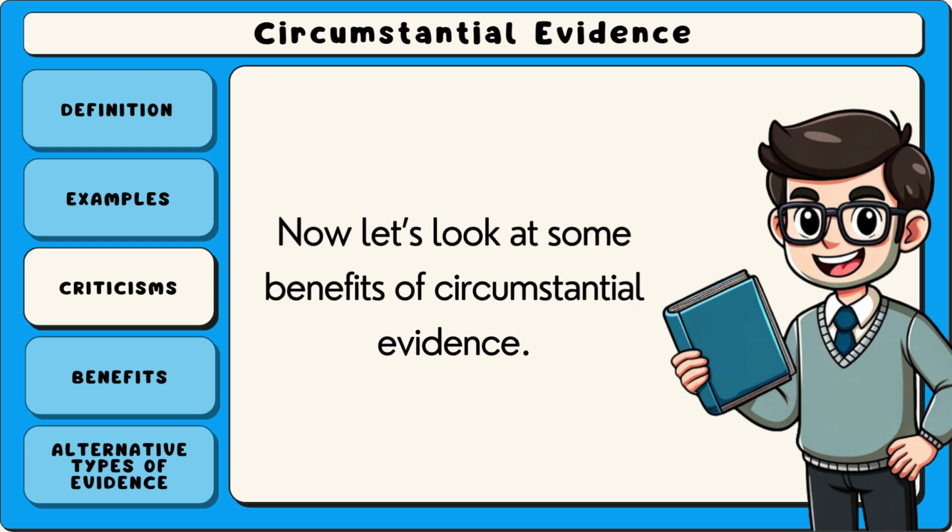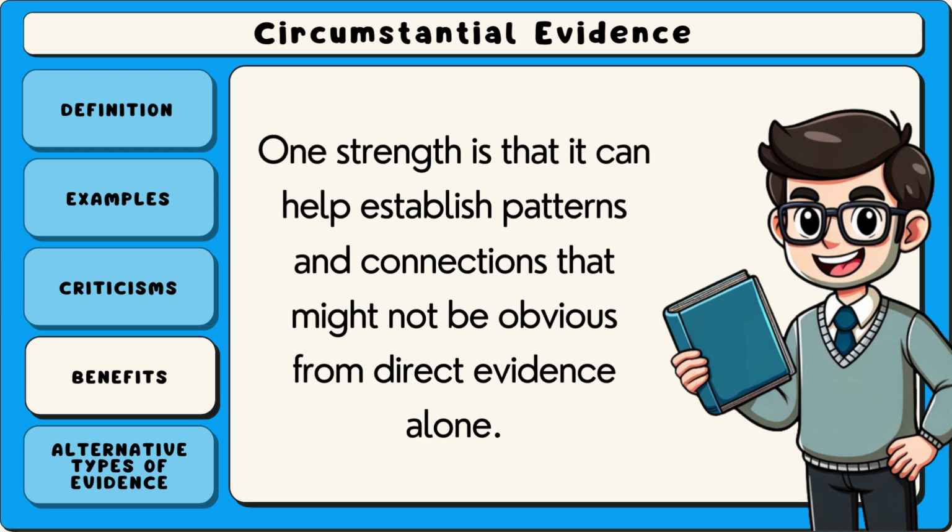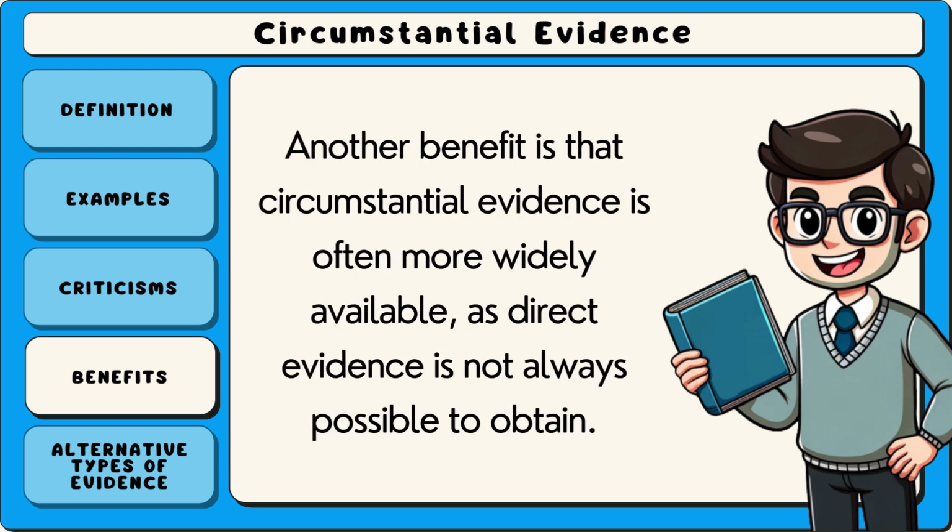Now let's look at some benefits of circumstantial evidence. Despite its limitations, circumstantial evidence has several advantages. One strength is that it can help establish patterns and connections that might not be obvious from direct evidence alone. Another benefit is that circumstantial evidence is often more widely available, as direct evidence is not always possible to obtain.